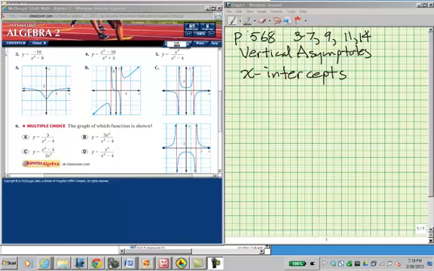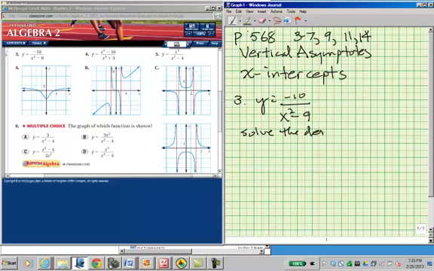Let's take the first function for number 3. Y equals negative 10 over x squared minus 9. Now, any value of x that makes the denominator equal to 0 will make a vertical asymptote. So, solve the denominator for 0 to find vertical asymptotes, VAs.